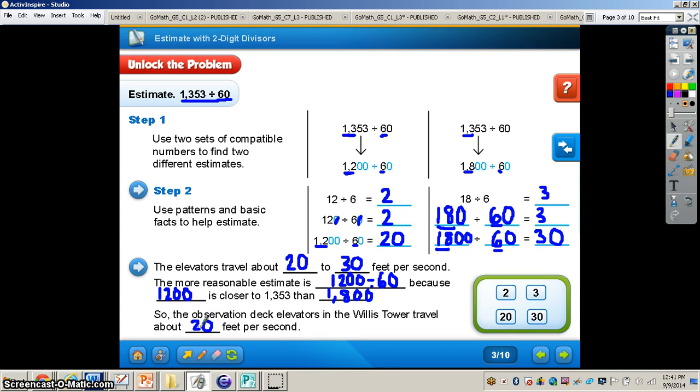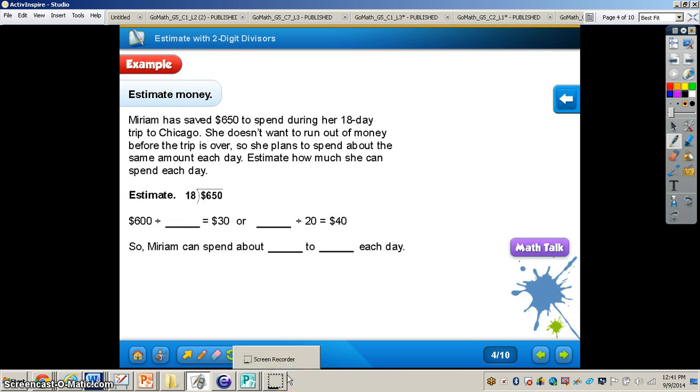I want you to fill that in on page 79. Okay, let's take a look at the example problem on page 80. I want you to read through that, and then let's work through it together.